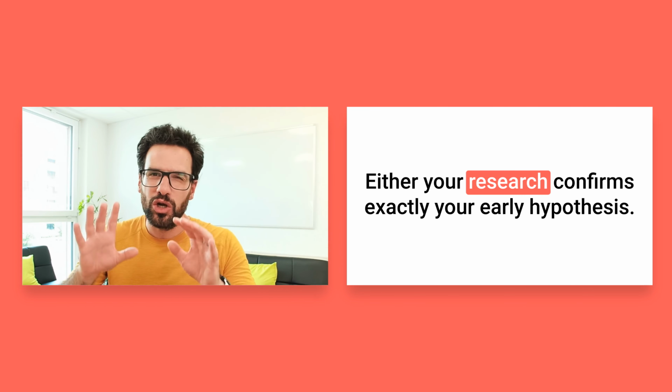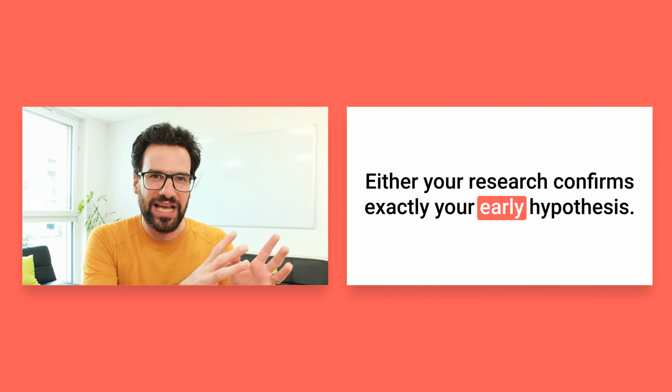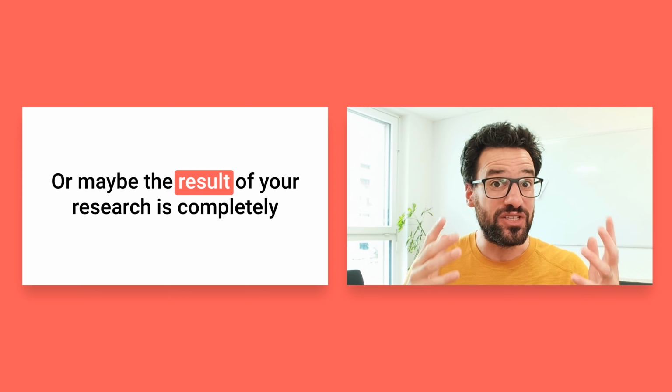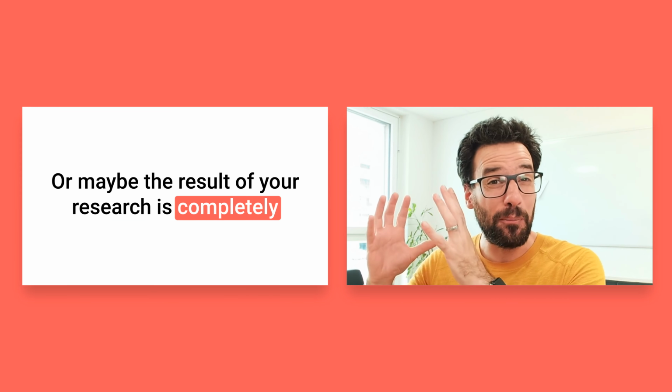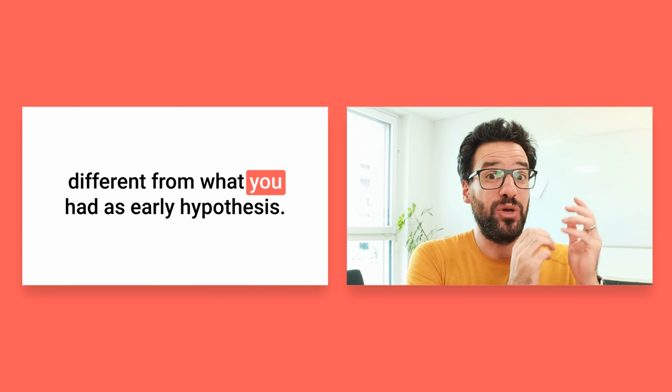Either your research confirms exactly your early hypothesis. This might show that when you were analyzing the data, your biases maybe pushed you in the wrong direction, because you are just confirming what you already thought. Or maybe the result of your research is completely different from what you had as early hypothesis. This might show that you weren't as biased by your early hypothesis.